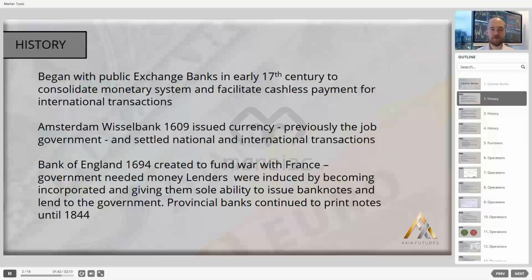So what was proposed is that the lenders that they found become incorporated. These lenders would then be given the ability to print banknotes, taking that away from the government, and also to then fund the government. Incidentally, the amount of money needed was 1.2 million. However, whilst the Bank of England was supposed to have the exclusive right to print banknotes, provincial banks were still doing this until the 1840s.